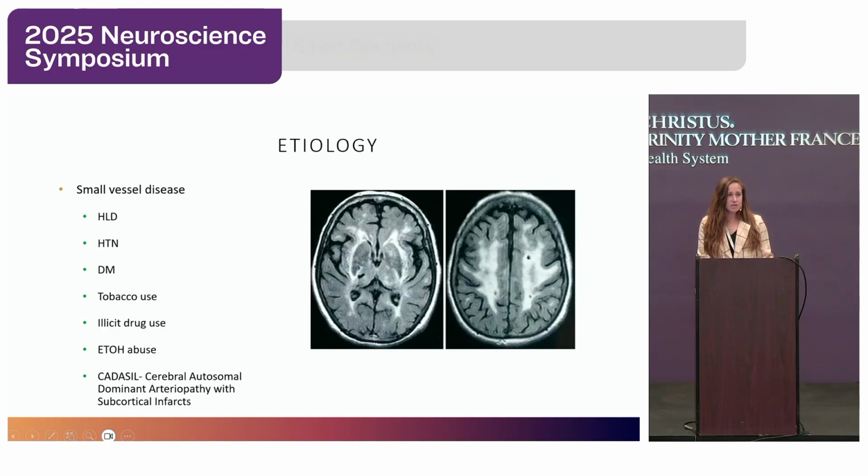Small vessel disease is also very common. If you remember the percentages from earlier on, it's going to be your second most common type. So these are the more common risk factors that you think of when you think of vascular risk factors, right? Your diabetes, your high cholesterol, your blood pressure. These tend to be in deeper areas of the brain. As you can see from this picture, it's kind of more towards the middle.